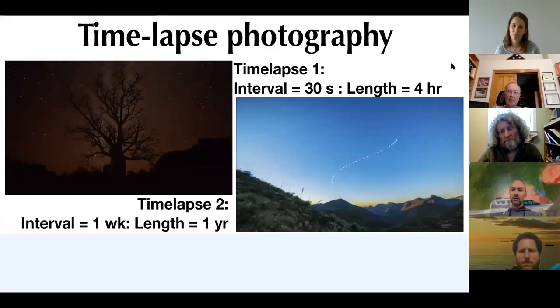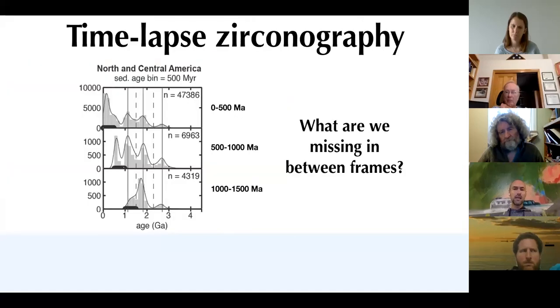And so if all we saw was the analemma, we would say, oh, well, there was an entire year with no night. Well, that's not the case, but rather our bin size has dictated that we only see the sun at a particular time on a particular day once a week through the year. And so if we apply this same question to time-lapse zirconography, if we just look at bin sizes of 500 million years, what is missing between the frames?